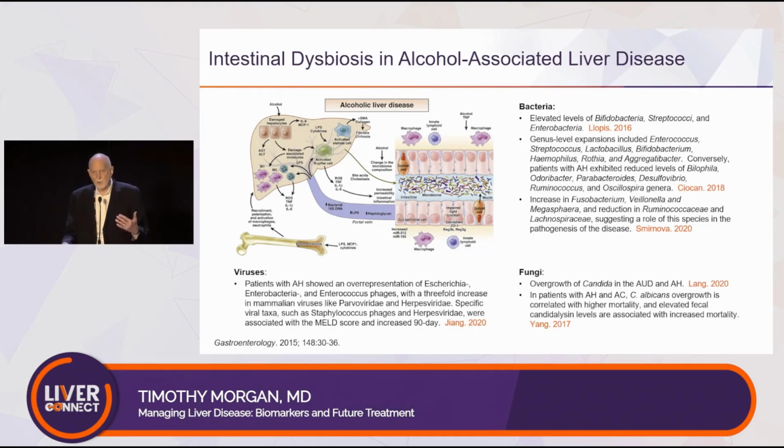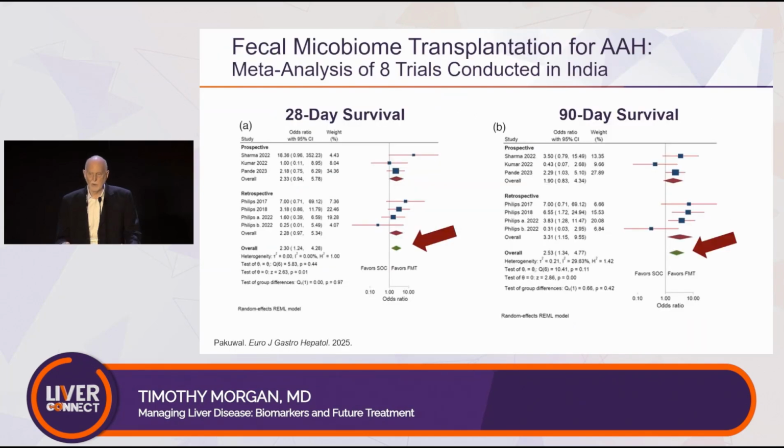And I think even when I was training about 150 years ago, the idea of endotoxin being one of the things that might cause liver damage in alcoholic liver disease was studied. And it's just gotten more detailed since then. So we have bacteria and fungi and viruses, and all of them have been reported as abnormal in alcoholic associated hepatitis.